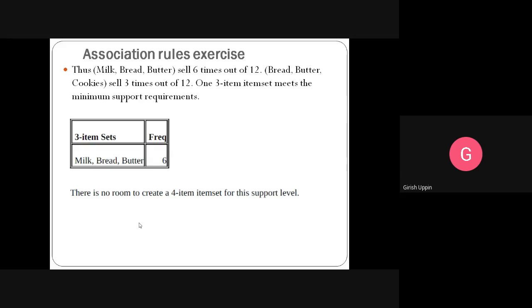If there are more items, you can continue with finding the highest item set. As much as possible, you have to keep on increasing. Once all the products are done, then that would be the most frequent item set. In our case, the 3 item set is the most frequent item set.